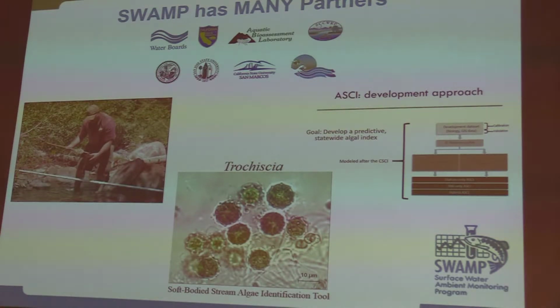And also, you've heard the acronym SCCWRP, which stands for the Southern California Coastal Water Research Project. One of the things they're working on is a predictive statewide algae index called the Algal Stream Condition Index, or ASCI, for interpreting this benthic algae data.